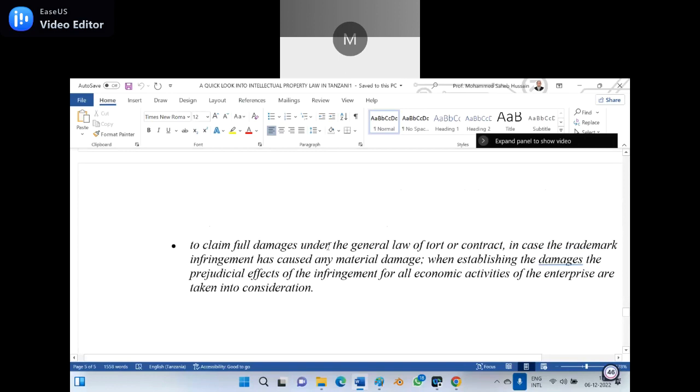Then to claim the full damages under the general law of tort or contract, or in case the trademark infringement has caused any material damage, when establishing the damages, the prejudicial effects of the infringement on all the economic activities of the enterprise are taken into consideration in awarding the damages.